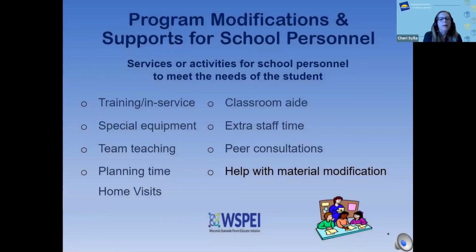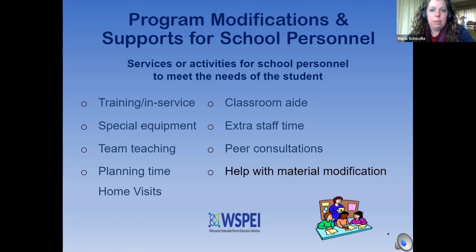All right. And then finally, the last section here is the program modifications and supports for school personnel. So this is the services and activities for school personnel in order to meet the needs of the student. And so you see the examples on here. One of the examples that I had on here is just staff training, health and medical. So that might be one.